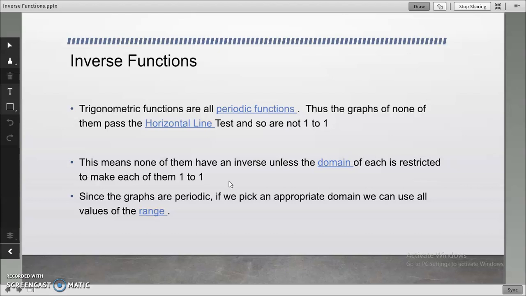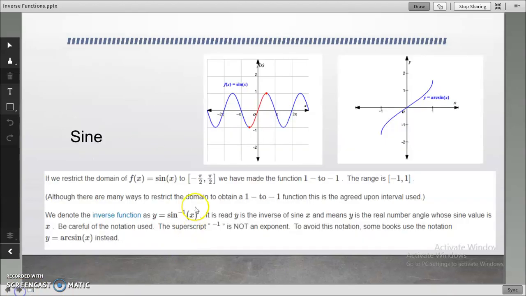Since the graphs are periodic, if we pick an appropriate domain, we can use all the values of the range. So these are universal restrictions. If we restrict the domain of f of x equals sine x to negative pi over 2 to pi over 2, we have made the function one-to-one. You can see this restriction here. So the range is from -1 to 1. Although there are many ways to restrict it, like I said, this is the agreed upon interval used.